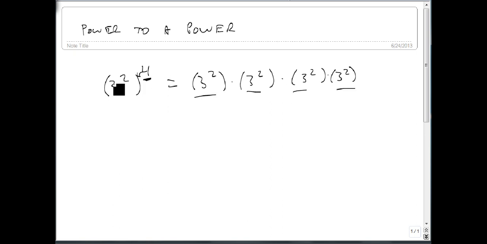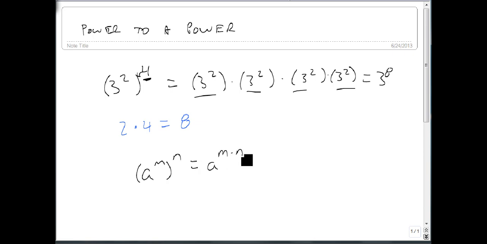Now we can use just our product rule to say 3 squared times 3 squared is 3 to the 4th, 6th, 8th. So this becomes 3 to the 8th. And just like before, we notice that 2 times 4 is 8. So if I raise a power to a power, that means I multiply the powers together. A to the m raised to the n power is a to the m times n.